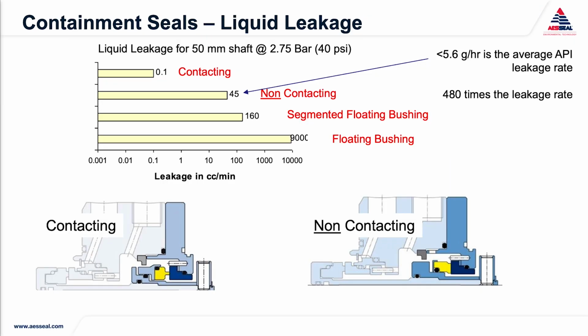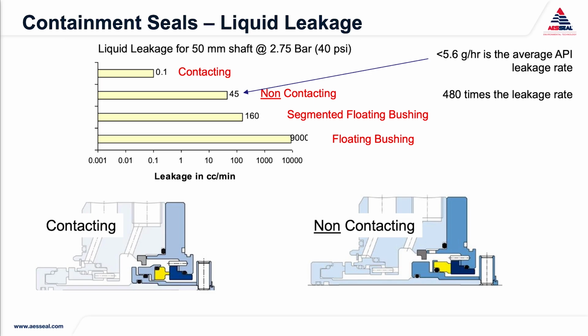This leakage chart is actually published in API 682 4th edition and was first published by a major competitor to AESSEAL in 2002. Please note that the x-axis is logarithmic scale, so the differences in the bar charts are significant. Condensing liquid leakage would occur in the event of a primary seal failure, and the graph displays the level of leakage from the containment seal based on a 50mm shaft at 2.75 bar, 40 psi.